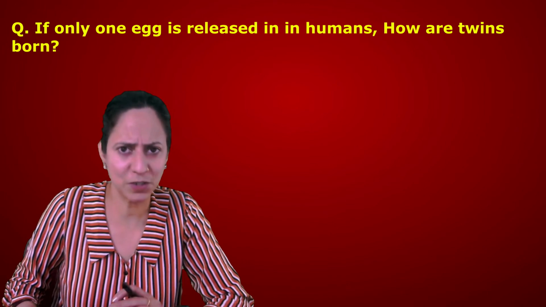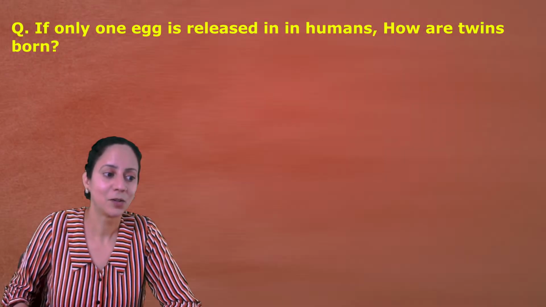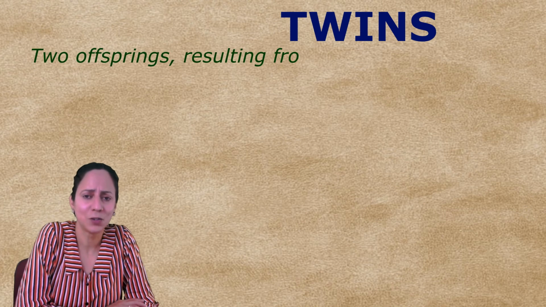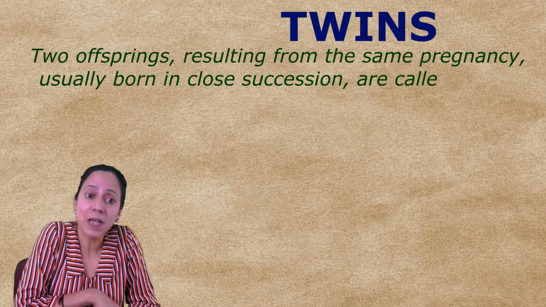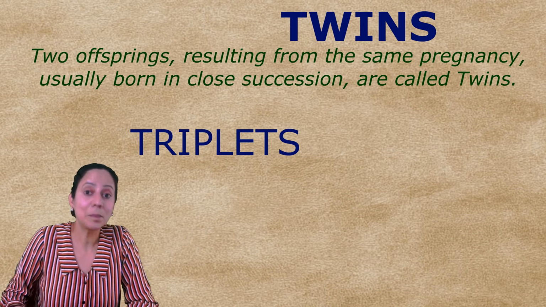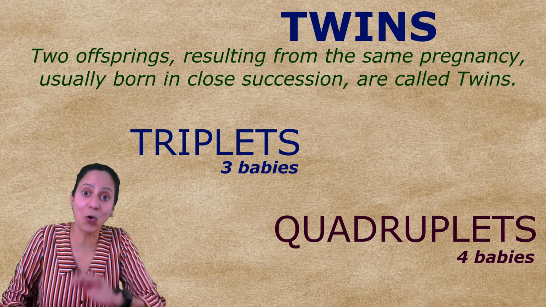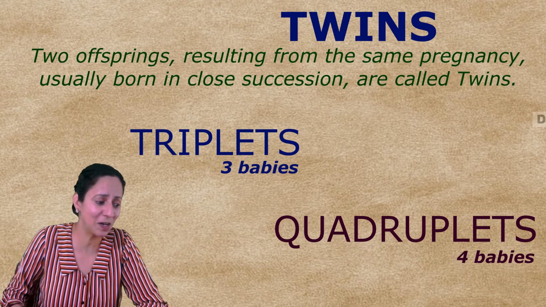Now, the next question which must be coming to your mind maybe: how are twins born? Twins, two offsprings, two babies resulting from the same pregnancy, usually born in close succession, are called twins. Triplets, three babies born in the same pregnancy. Quadruplets, four in the same pregnancy. So how are they born?